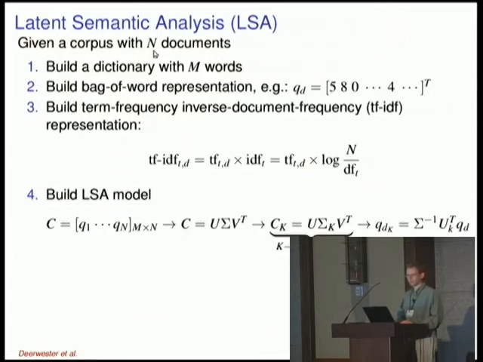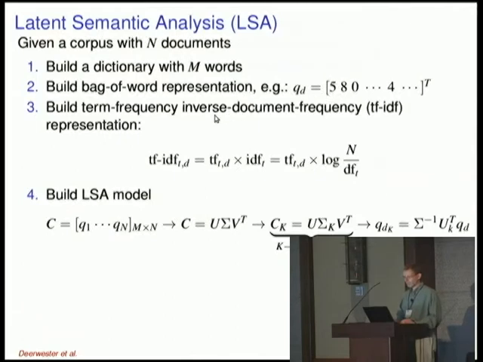So to build this model, you start with a set of documents. Say you have n documents. The first step is to build a dictionary with m words. You need to fix this m to, say, 10,000 words. Once you have this dictionary, for any document, you can build a bag of words representation where you have the frequency. For instance, a document may have 5 times the first word, 8 times the second word. It doesn't have the third word, and so on.